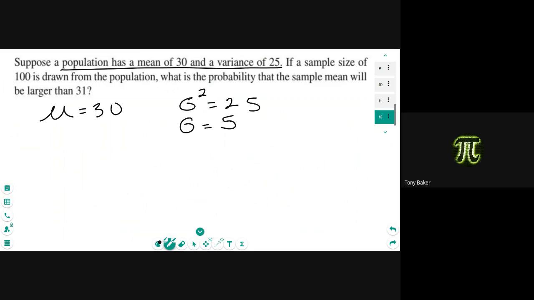All right. So if a sample of size 100 is drawn from the population, that right there is my N. My N is 100. What's the probability that the sample mean will be larger than 31? So I want to know if X-bar is greater than 31. Does this problem look familiar? The only difference between this is the N.